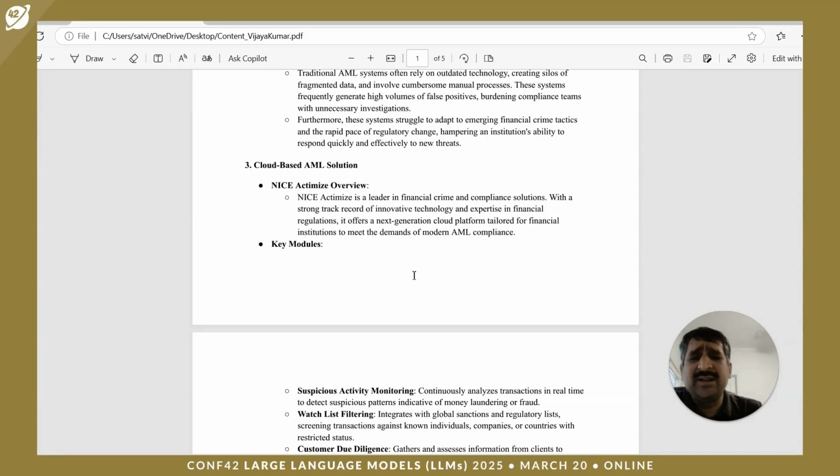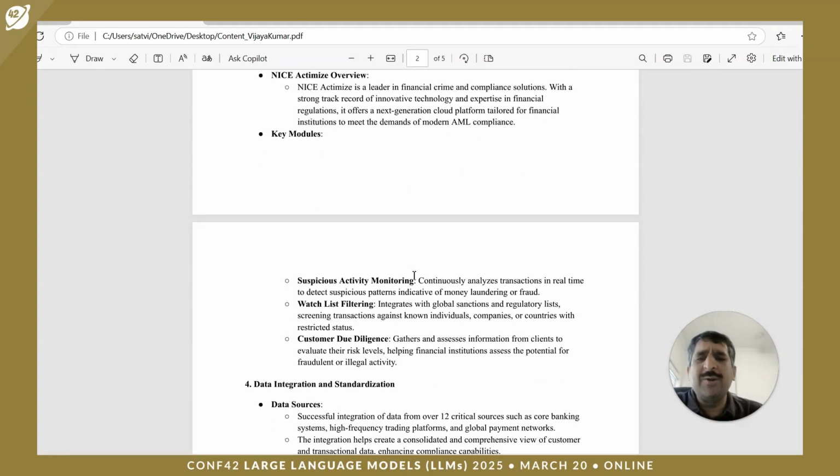NICE Actimize is a leader in financial crime and compliance solutions with a strong track record of innovating technology and expertise in financial regulations. It offers a next-generation cloud-based platform tailored for financial institutions to meet the demands of modern AML compliance. Key modules: suspicious activity monitoring.